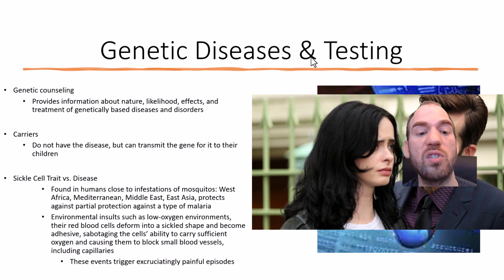Environmental insults, such as low oxygen environments, contribute to red blood cells deforming into a sickled shape and becoming adhesive, sabotaging the cell's ability to carry sufficient oxygen and causing them to block small blood vessels, including capillaries. These events trigger excruciating, painful episodes. So we'll walk through some different forms of genetic counseling momentarily, but I want to, here in this slide, focus on this carrier, this trait versus disease momentarily.